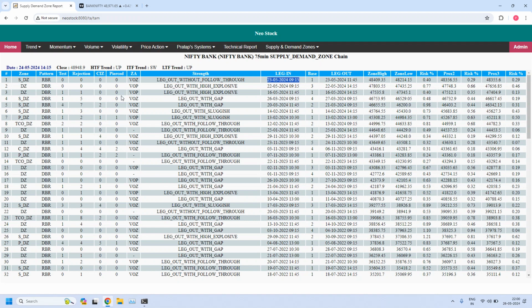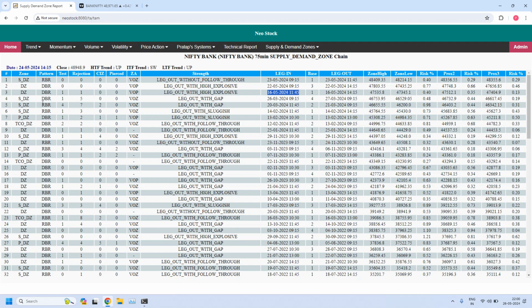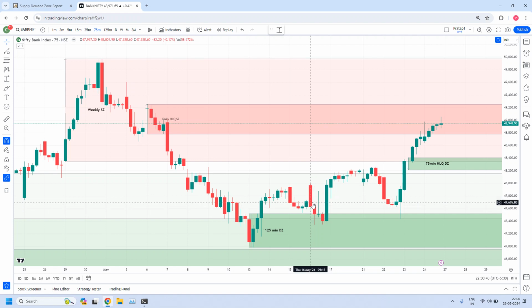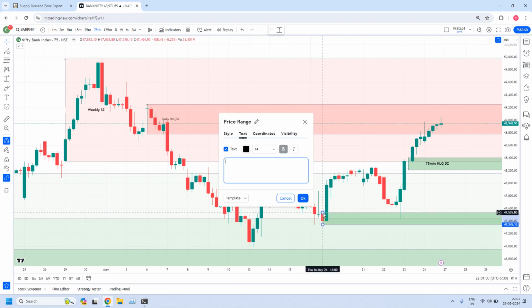So this is the immediately available zone, but within that zone, 16th May, 11:45. This is the one, an ERC candle. After that, we have a base candle. So I am deleting this 125 minutes demand zone to avoid ambiguity.